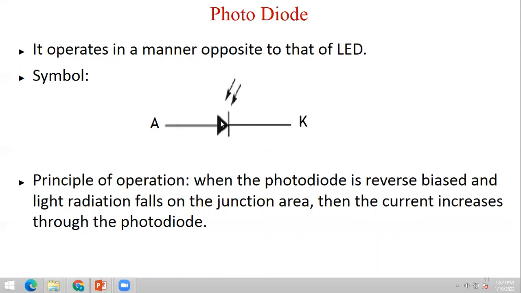This triangle represents the anode, while this dash represents the cathode. This is a very simple symbol of this photodiode.